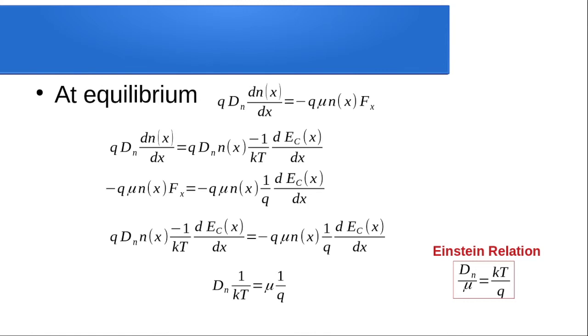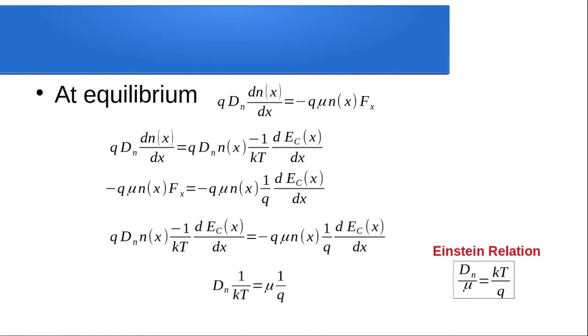Then you have n of x on both sides, that will also be cancelled off. And at last we have dEc of x by dx on both sides, that can also be cut off. The remaining terms we can equate. dn into 1 by kT is equal to mu into 1 by q. By rearranging this, we get the Einstein relation, which is given in the box.